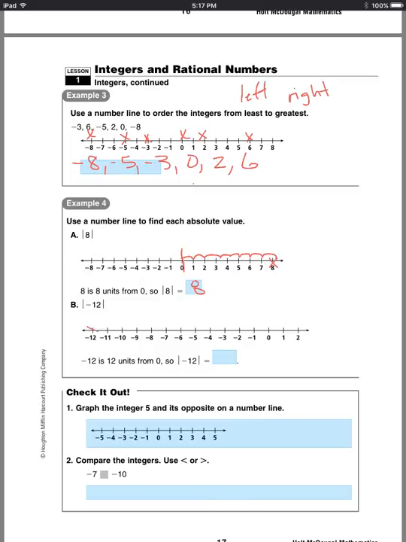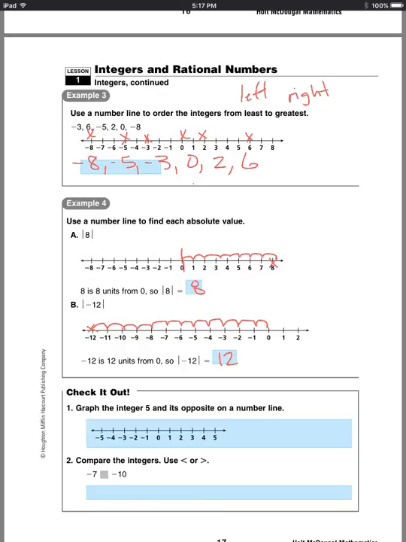-12. We're going to mark -12 and we're going to count to 0. 1, 2, 3, 4, 5, 6, 7, 8, 9, 10, 11, 12. So 12 is 12 units away from 0. Because it's a distance, it's the distance away from 0, it's always going to be positive until you get further in math, like next year it might change a little bit. But for now, it's always going to be positive because we're talking about the distance.